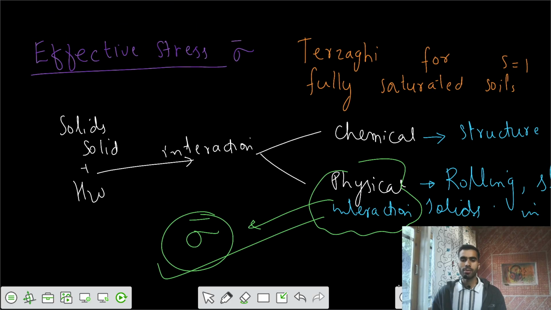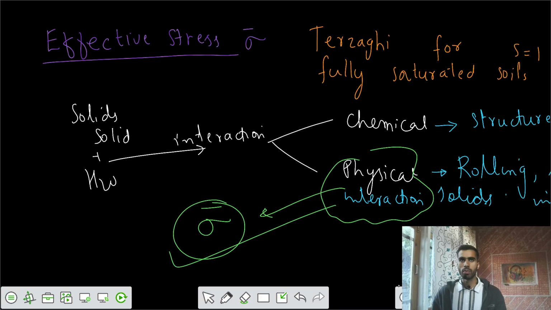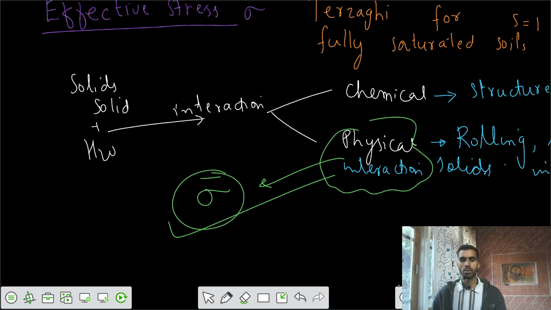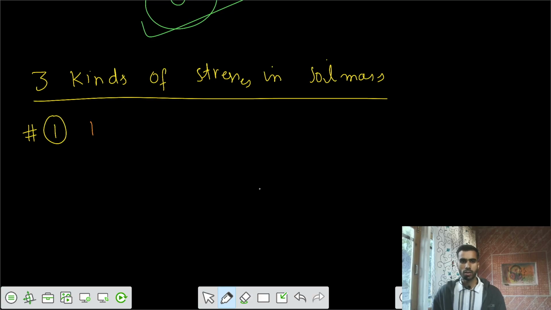Before getting into the effective stress, we have to look at the soil. What are the kinds of stresses that play a role in the soil? We have three kinds of stresses in the soil mass. Number one is what we call total stress. We denote it as sigma.